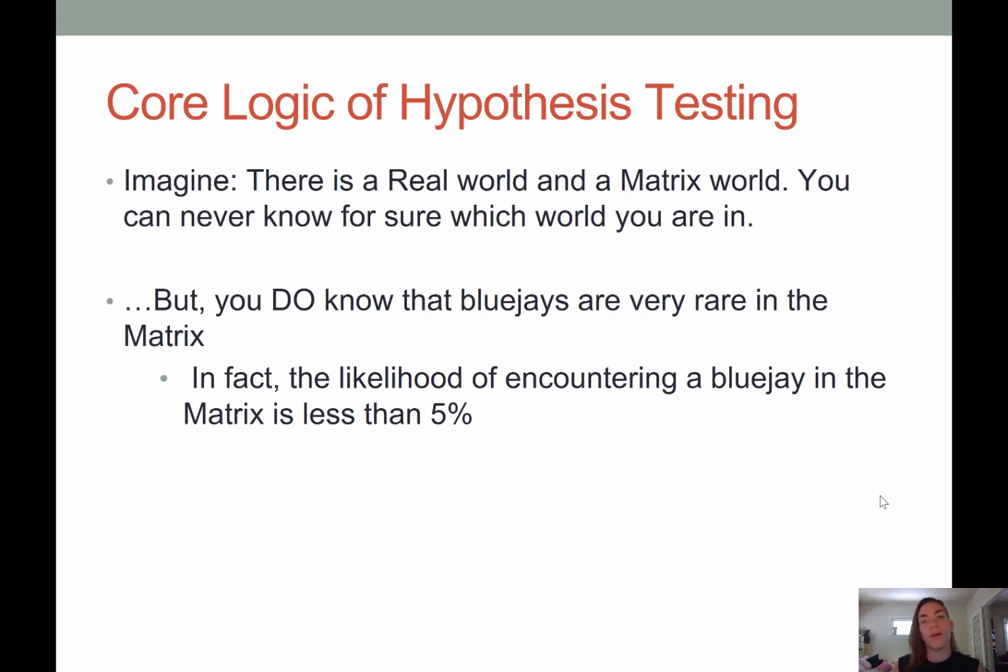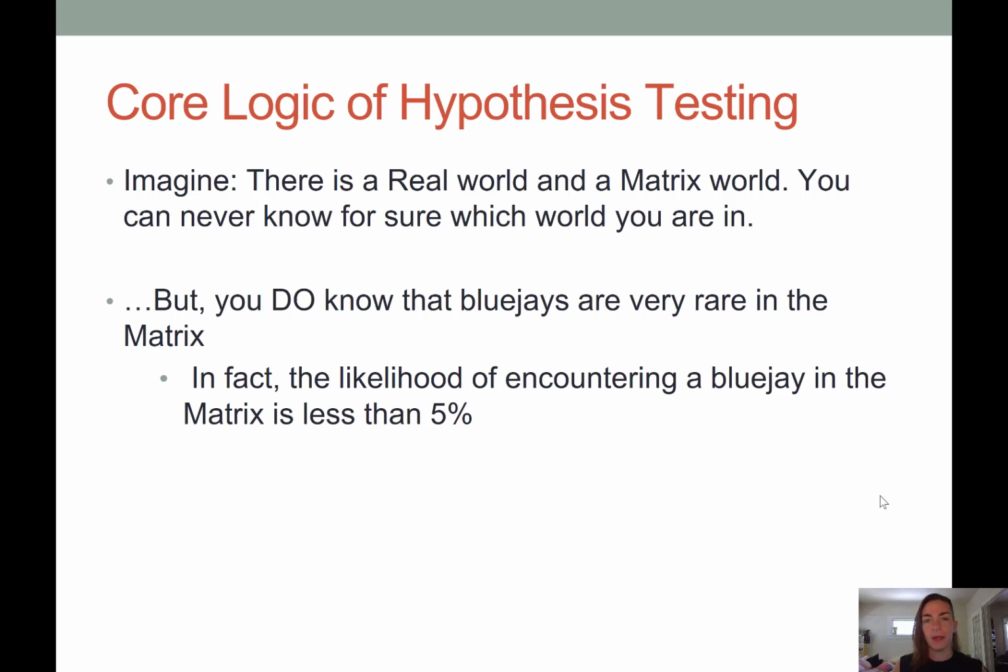I do know that blue jays are very rare in the matrix world. They're pretty common in the real world, but in the matrix world, maybe they couldn't get the CGI right or something, the likelihood of encountering a blue jay is actually less than 5% likely. It's pretty rare. It's not impossible, notice. I could absolutely see a blue jay in the matrix world. They do exist, but they're so unusual that there's less than a 5% chance that I would encounter a blue jay if I'm in the matrix world.